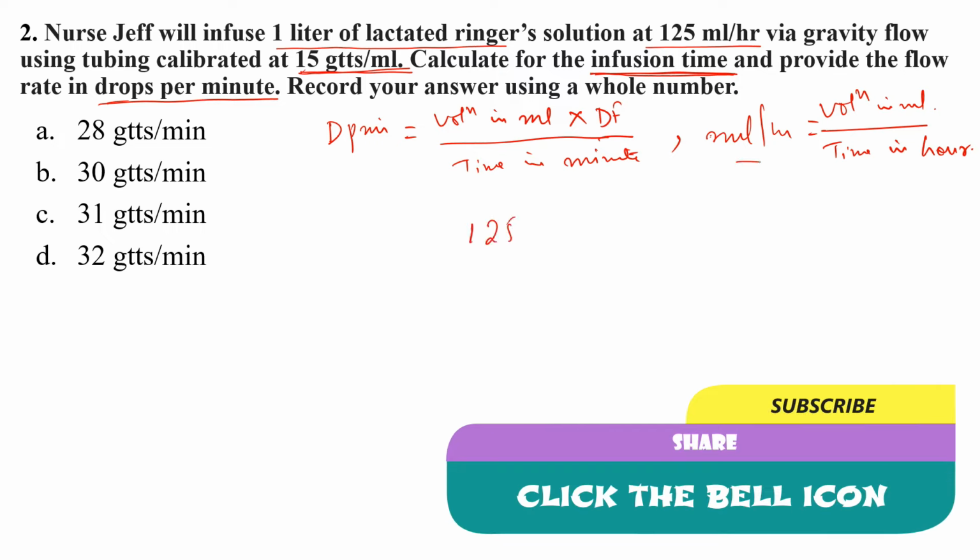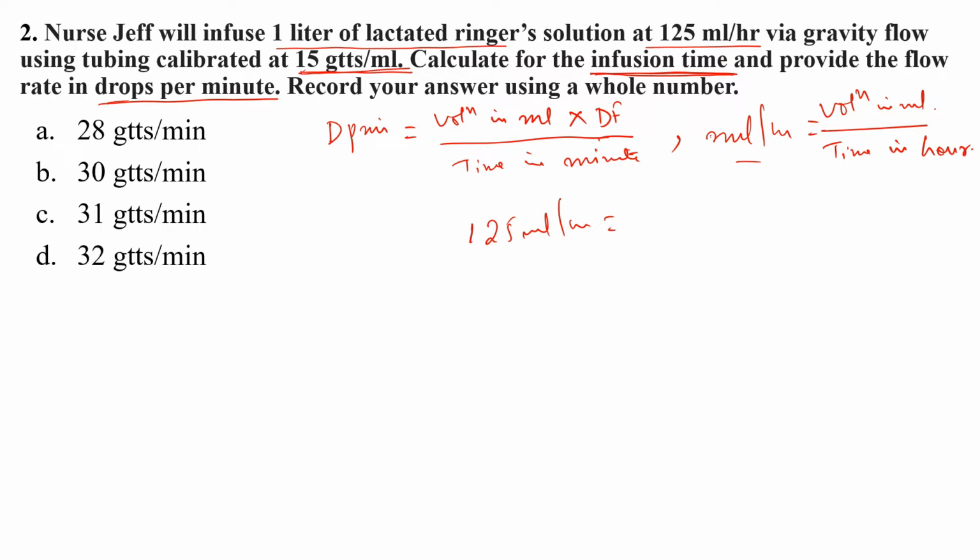The data is given: 125 ml per hour equals the total volume to be infused, 1 liter, that is 1000 ml, over the time. The time is not given, so we have to find it, and we'll put it as x. If we exchange x to this side and 125 to the other side, it follows that x equals 1000 ml divided by 125 ml per hour. So this ml will get cancelled. If we divide 1000 by 125, we will get 8 hours.